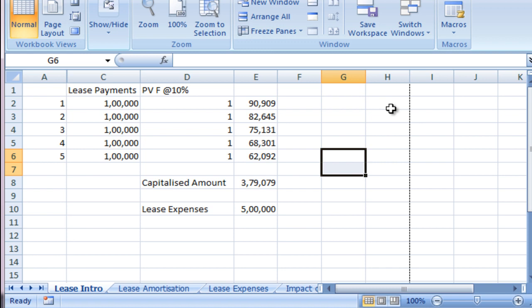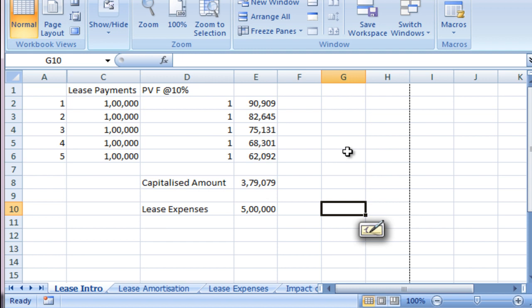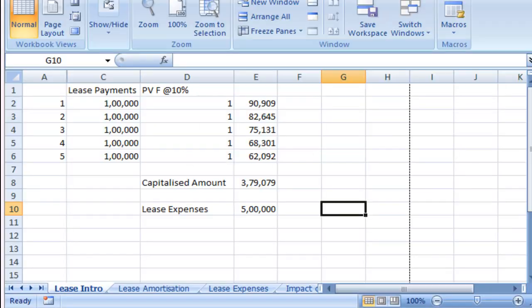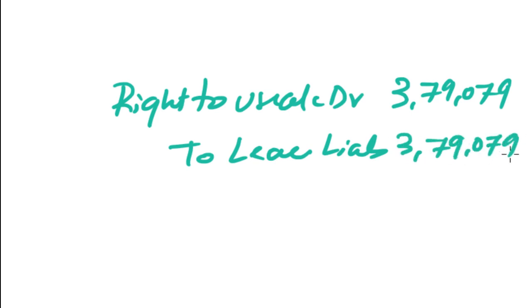So I'm telling you the basic journal entry to capitalize this asset in the books of lessee would be: right-of-use asset account debited, to lease liability, to the tune of 379,079. This is very easy. I did nothing fancy. This is just a requirement under IFRS 16. So I need to capitalize the lease.